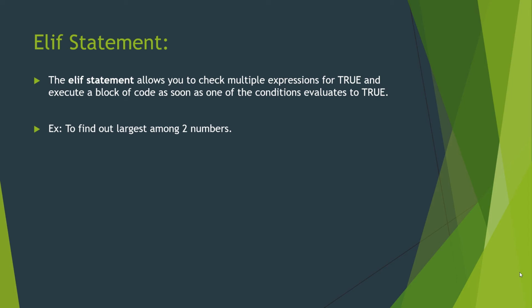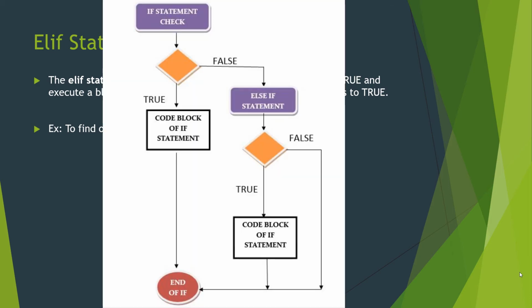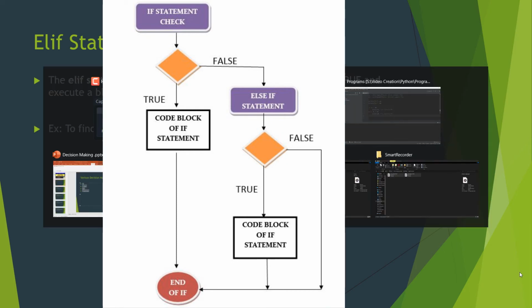Now let's look at the elif statement in Python. The elif statement basically allows you to check multiple conditions. If condition A is false, then it allows you to check the second condition. If the second condition is false, then it allows you to check the third condition. So let's look at an example to find the largest among two numbers.